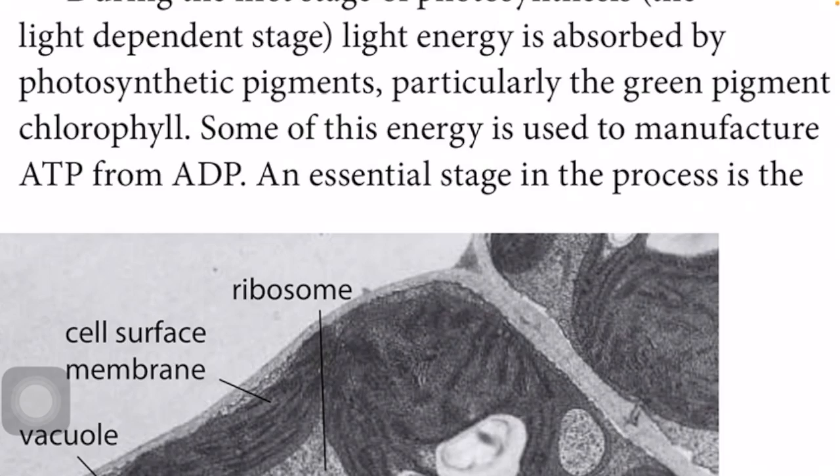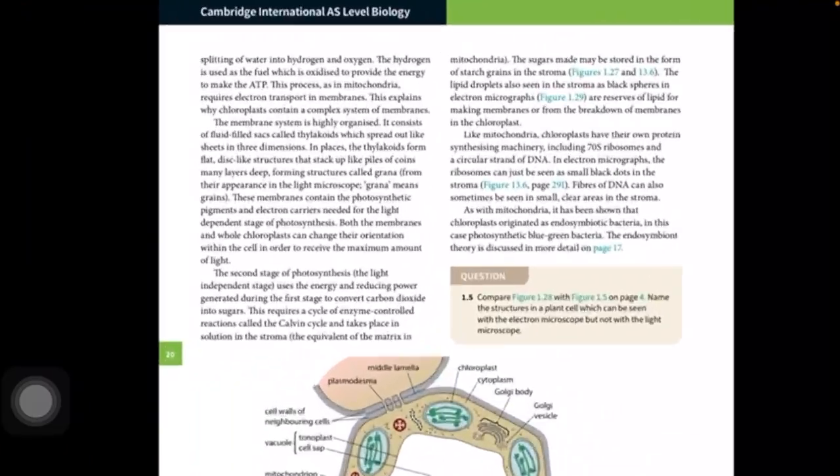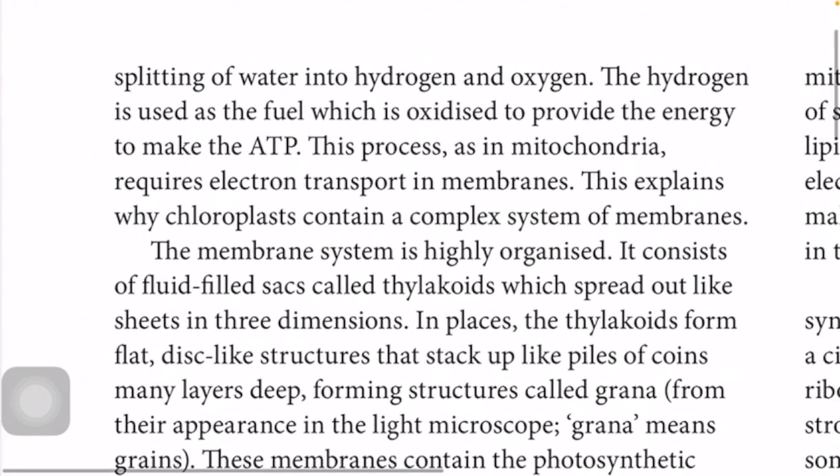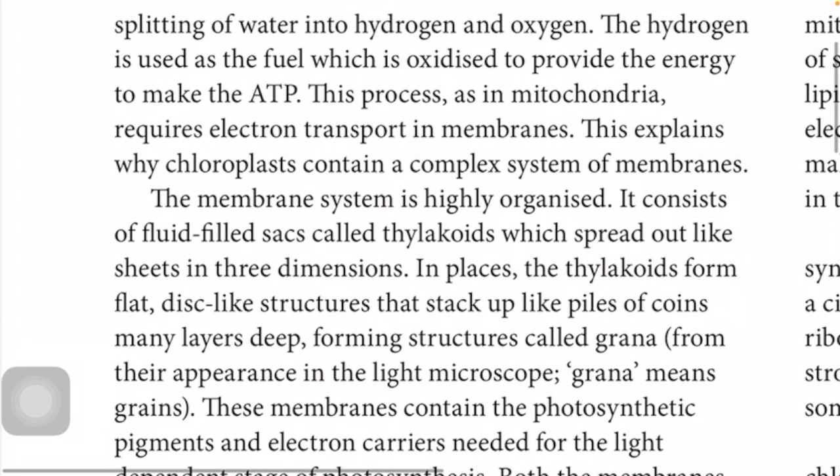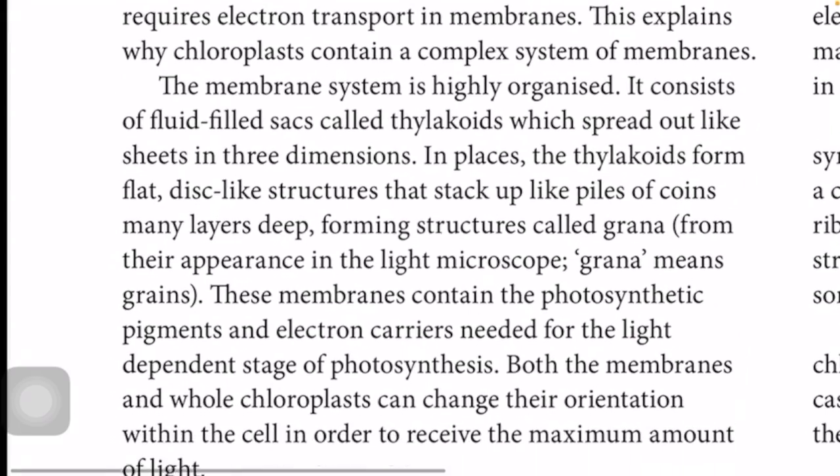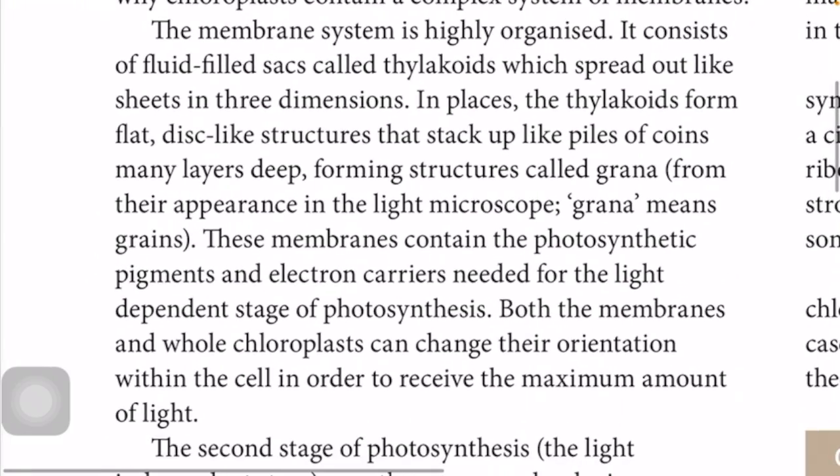An essential stage in the process is the splitting of water into hydrogen and oxygen. The hydrogen is used as the fuel which is oxidized to provide the energy to make ATP. This process, as in mitochondria, requires electron transport in membranes. This explains why chloroplasts have a complex system of membranes. The membrane system is tightly organized.